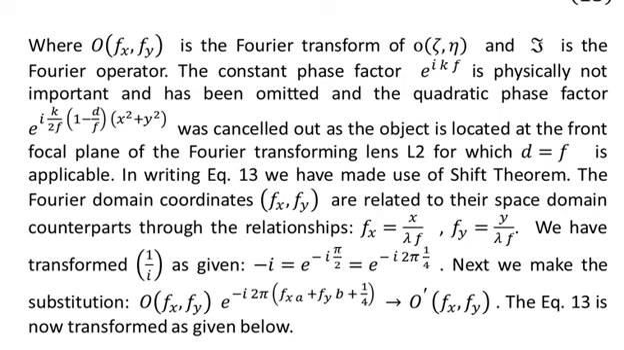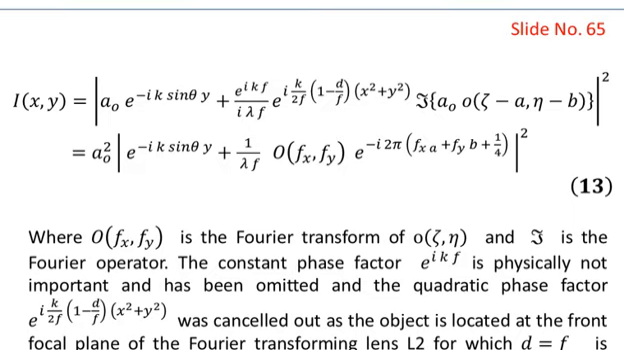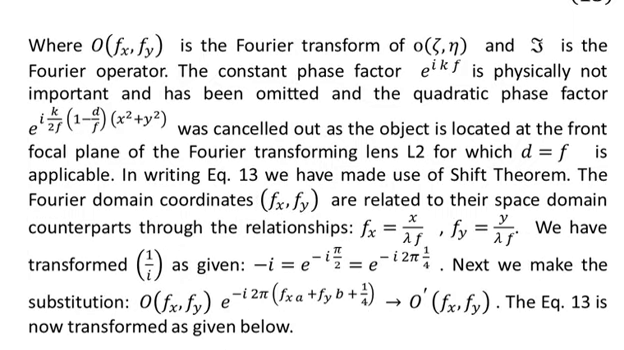In writing equation number 13, we have made use of shift theorem. The Fourier domain coordinates fx comma fy are related to their space domain counterparts through the relationships, that is fx is equal to x over lambda f and fy is equal to y over lambda f. We have transformed 1 over iota as given by minus iota is equal to e to the power minus iota pi by 2 is equal to e to the power minus iota 2 pi into 1 over 4. So that's why you can see that the factor 1 over 4 is because of this iota.